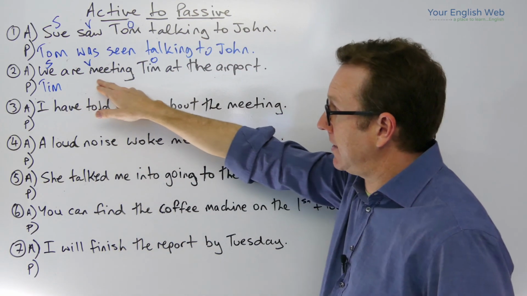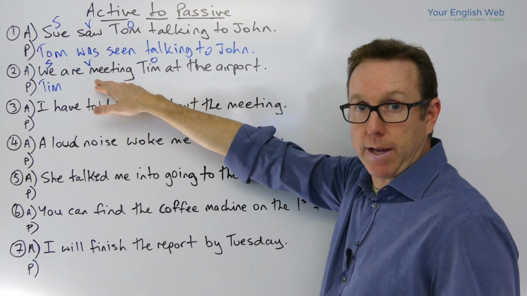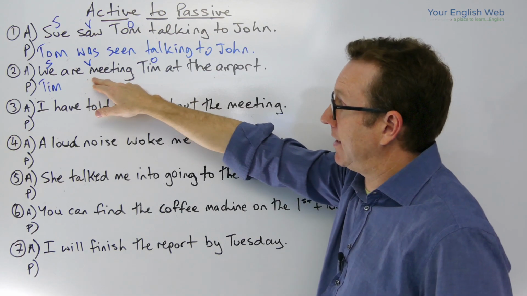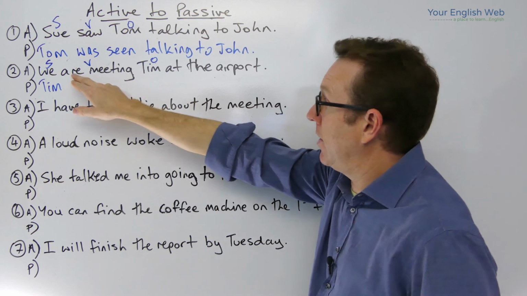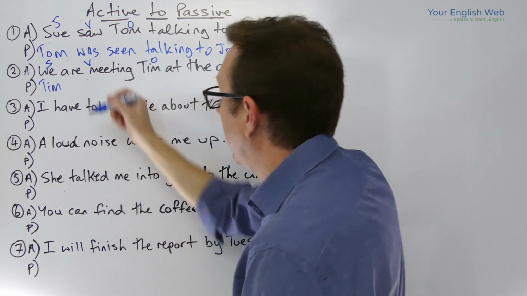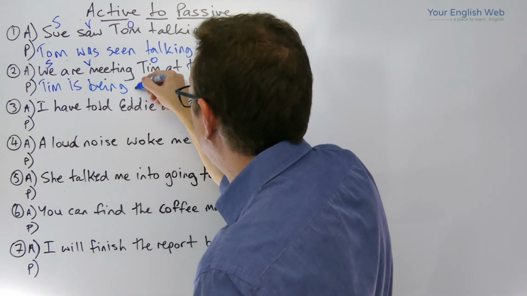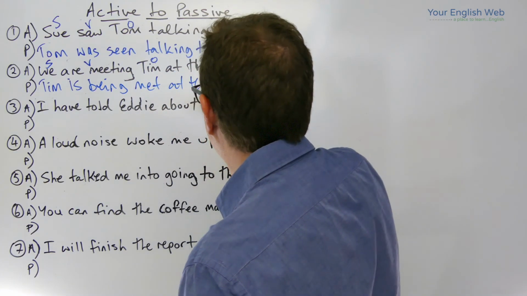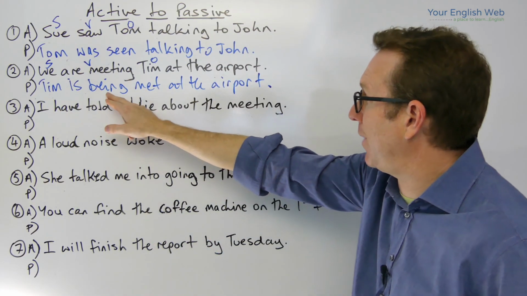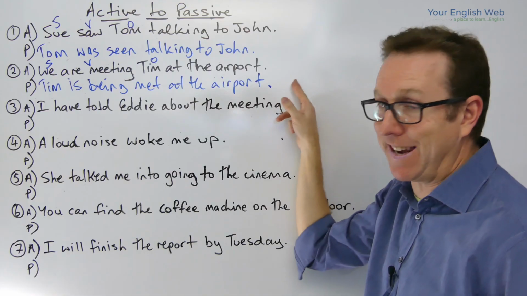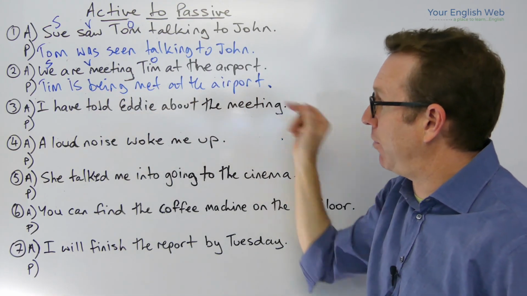And in this tense here, we need to incorporate the verb to be, in the gerund form, okay? This verb here, Tim is being met at the airport. So Tim is being met at the airport. Again, no need for the agent. Tim is being met at the airport.